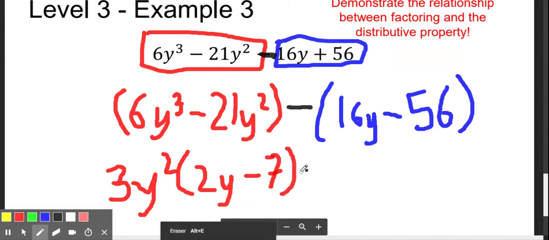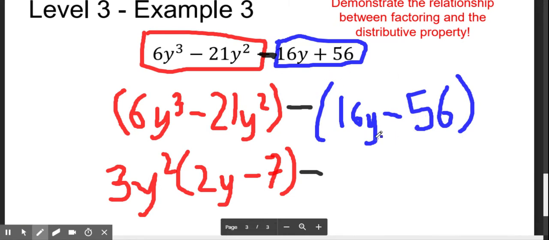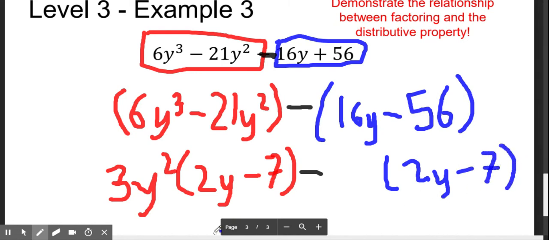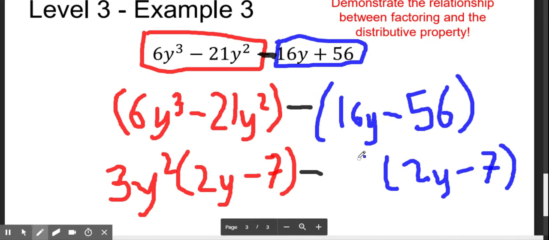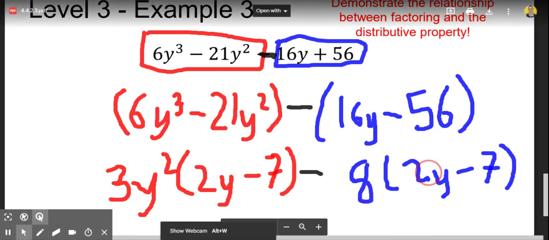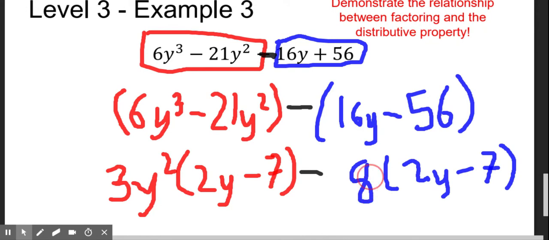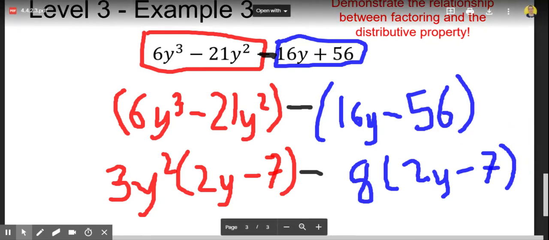From that whole thing, we are subtracting. And the common factor between our 16 and negative 56, again, you can do your little trick and write out, we know we're going to want a 2y minus 7. And so if I divide 16y by 2y, I know that on the outside I'm going to get an 8, right? 8 times 2y should give me 16y. 8 times negative 7 should give me negative 56. And then all the way back up to our answer.